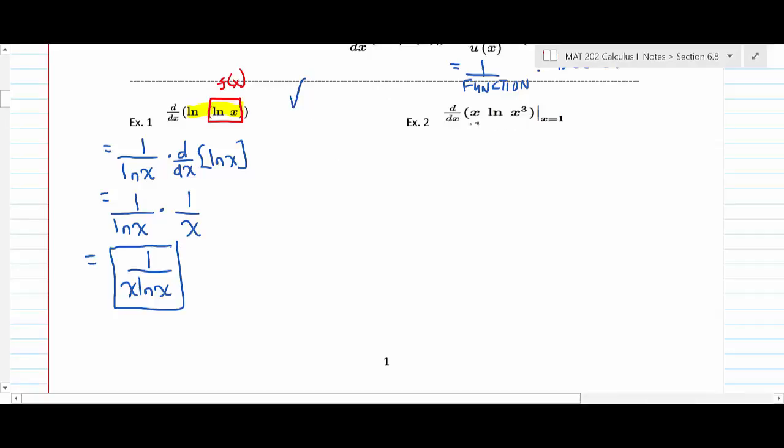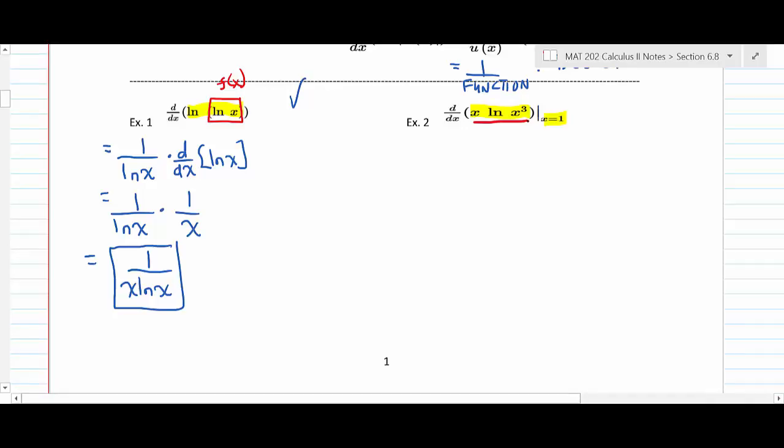Now, let's look at this one. This one is a derivative. We're going to find the derivative of this function, and then this just means we evaluate it once we get the derivative. So technically, we're finding the slope of the tangent line to this curve at x equals 1. So how would you differentiate this thing?